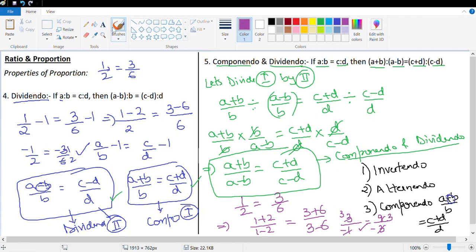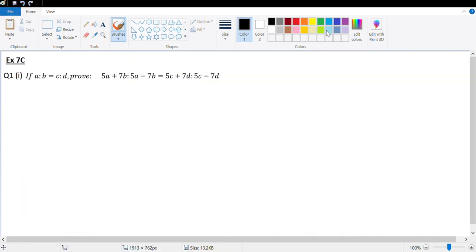Perfect. Let's go ahead and solve some questions now using these properties. So the most important property in this exercise or in this chapter would be componendo and dividendo, which is using both of them together. So let's look at the first question.